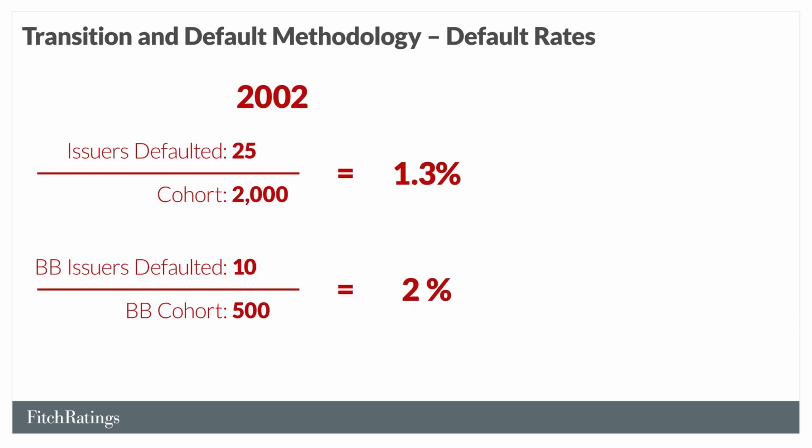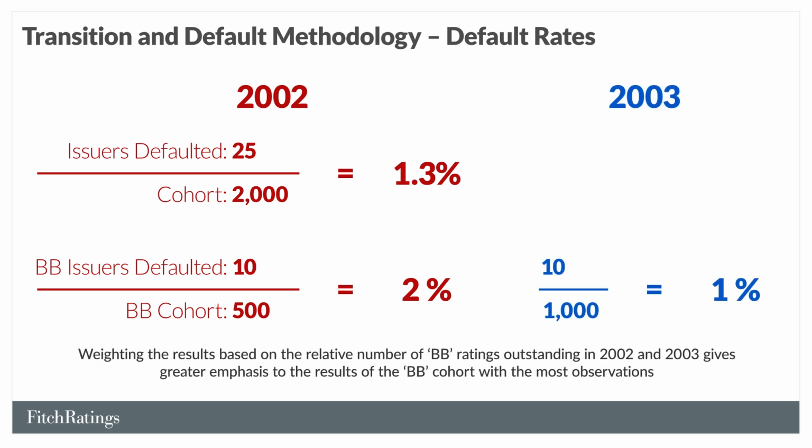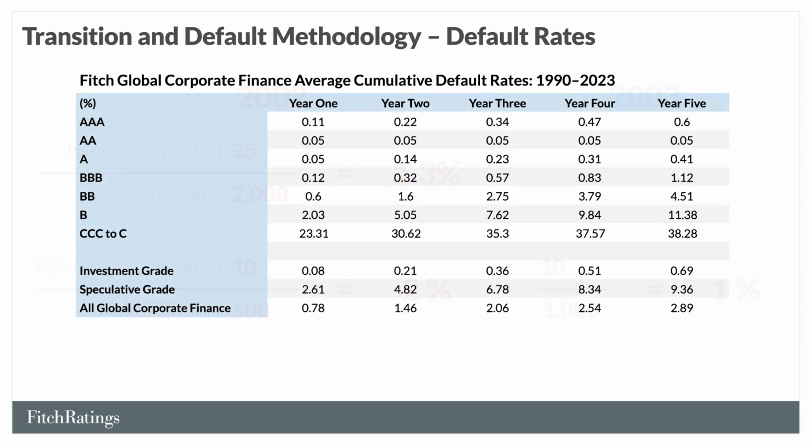Following the example above, the 2002 BB annual default rate of 2% might be followed by a 2003 BB annual default rate of 1%. A straight average of these two rates would ignore potential differences in the size of the two cohorts. Rather, weighting the results based on the relative number of BB ratings outstanding in 2002 and 2003 gives greater emphasis to the results of the BB cohort with the most observations. The same technique is used to calculate average default rates over multiple year horizons. The rates are based on historical data and are not an indication of probability of default.